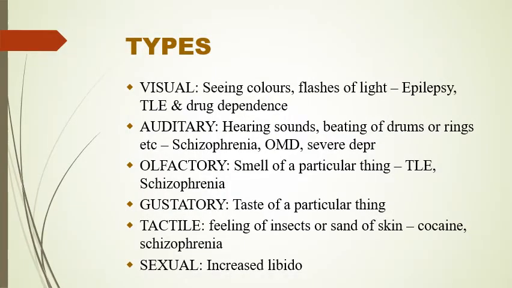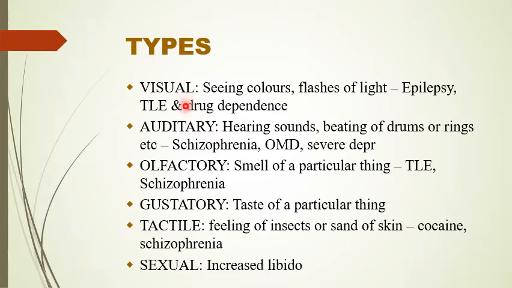Now about the types of hallucination: there is visual hallucination, auditory hallucination, olfactory hallucination, gustatory hallucination, tactile hallucination, and finally sexual hallucination. Visual hallucination means he sees different colors or flashes of light, and this type is normally seen in diseases like epilepsy, temporal lobe epilepsy, and drug dependency.